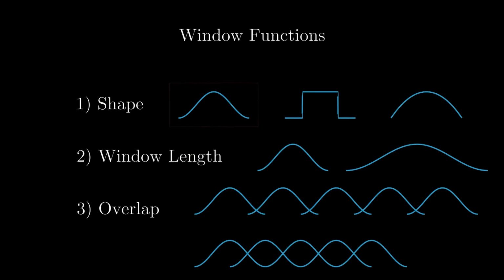For now, we will stay with the Hann-shaped window and check in which way window length and overlap influence the analysis. Let's start with the window length and see how it influences the look of our spectrogram. The window length determines whether your spectrogram results in a high time resolution and low frequency resolution, or vice versa.